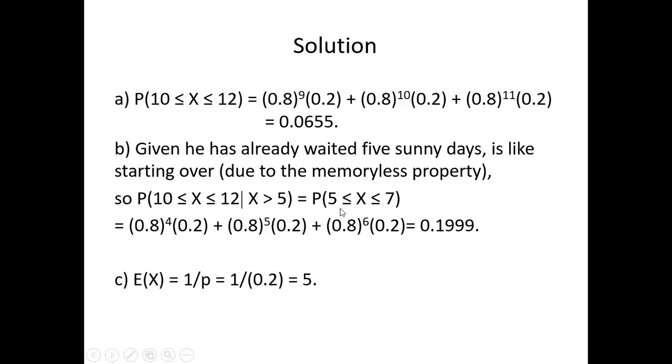And now we could approach this probability the same way we did up top. I have the probability X is 5, 0.8 to the 4th times 0.2. Probability X is 6, you see here, 0.8 to the 5th times 0.2. Probability X is 7, 0.8 to the 6th times 0.2. And if we were to work this out, we should get 0.1999.